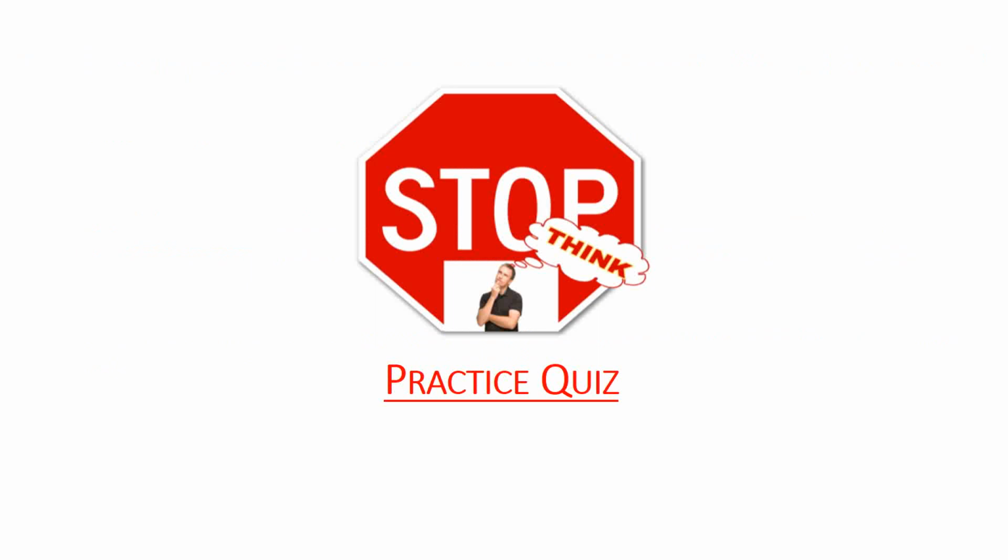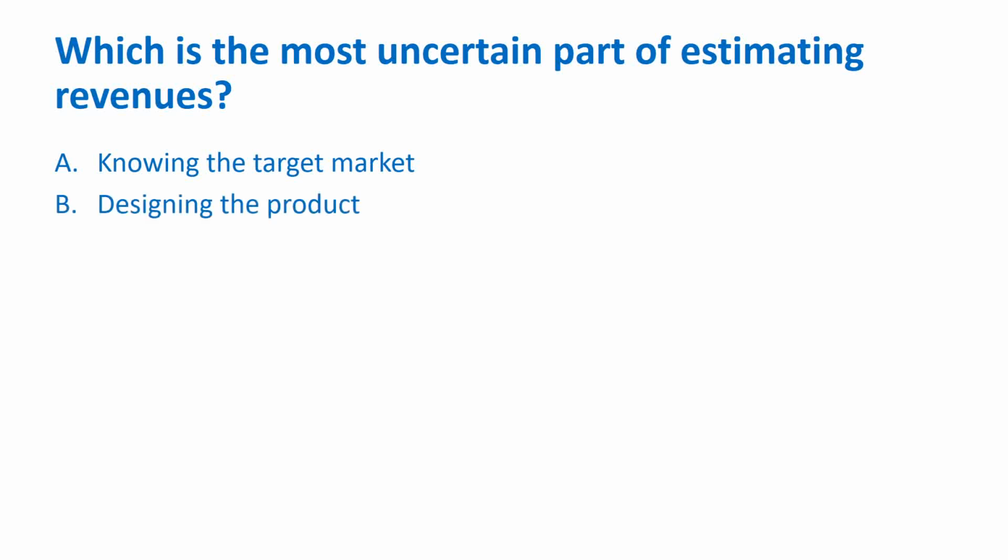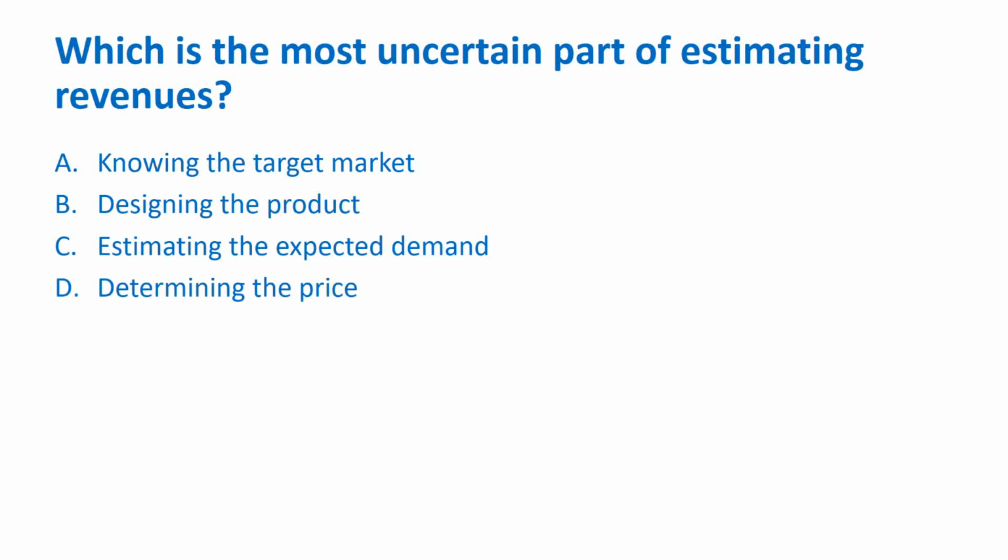Okay, let's stop and think. Which is the most uncertain part of estimating revenues? I just told you estimating revenues is price per unit times expected demand per year. But which is the most uncertain part? Is it knowing the target market, designing the product, estimating the expected demand, determining the price? Pause the video and think about the answer.